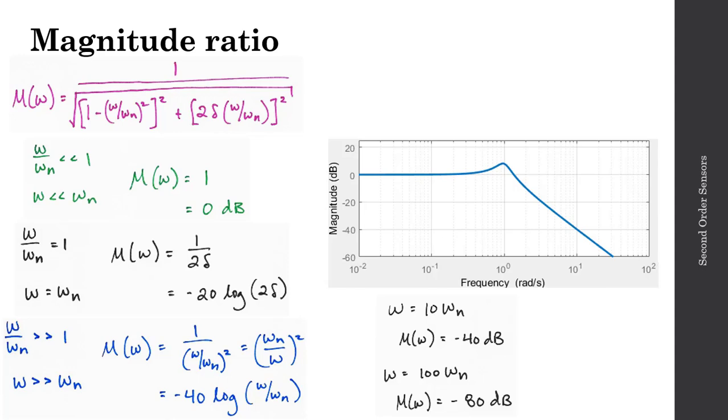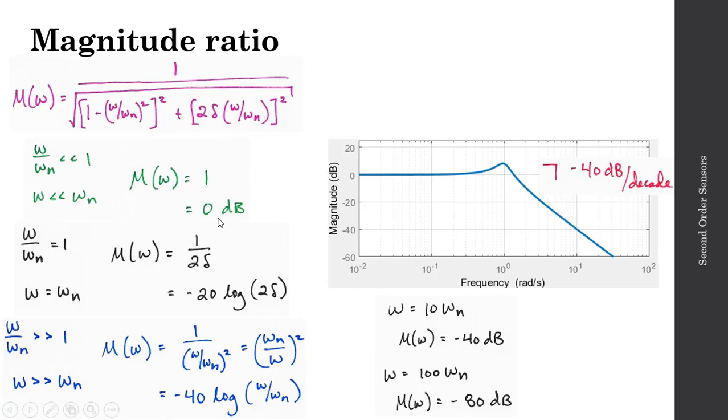So what that's telling me is for large input frequencies, my magnitude ratio tracks down at a slope of minus 40 dB per decade. An order of magnitude is 1 decade in terms of input frequency. And for large input frequencies, much greater than the natural frequency of the sensor, that magnitude ratio tracks down at a slope of minus 40 dB per decade.